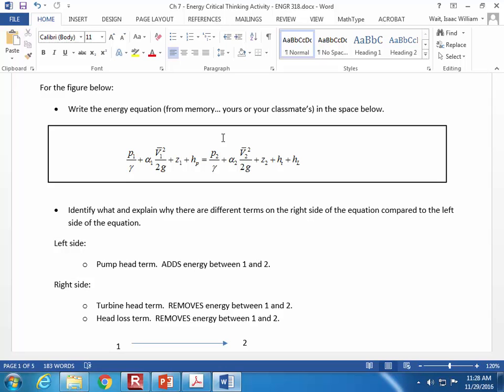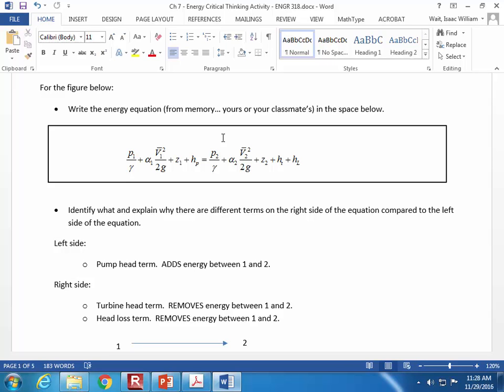Now, the differences between what's on the left side and what's on the right side of the equation. There's lots of ways to explain it, so you don't have to change what you've written, but let's just point out that on the left side is the pump head term. And why is it on the left instead of being on the right? Well, the thing we have to remember is the standard notation is that we say water flows from 1 towards 2. And the energy equation is saying the amount of energy at 1 is equal to the amount of energy at 2. You know, the two energies are equal, except for some differences along the way.